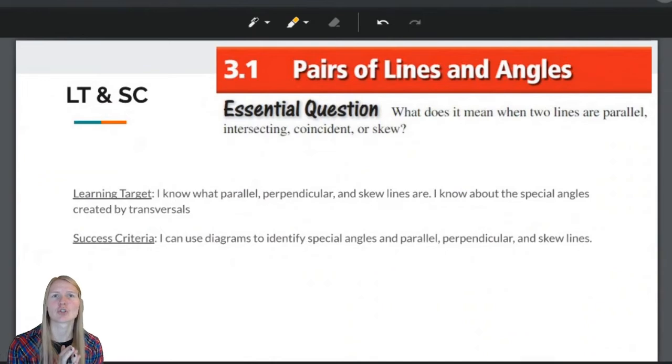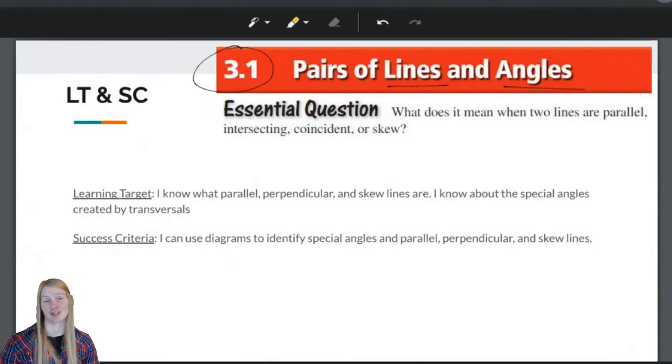Welcome to Chapter 3. This is section 3.1. We're going to be talking about pairs of lines and angles. So pairs of lines, angles formed by pairs of lines, and so on and so forth.